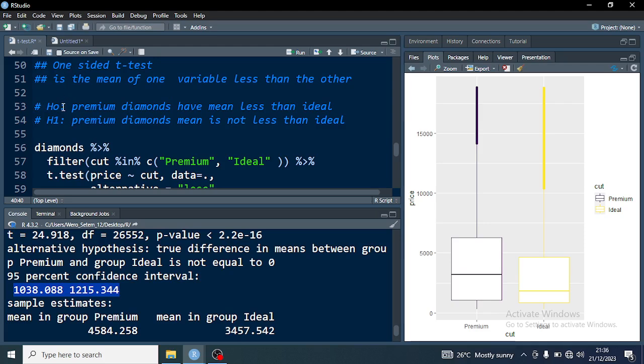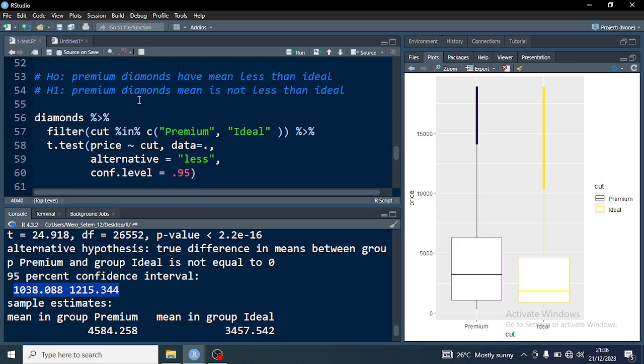So our null hypothesis here is that the premium diamonds have means less than ideal, and our alternative hypothesis is that the premium diamonds mean is not less than ideal. That means premium diamonds have a mean that is greater than ideal.